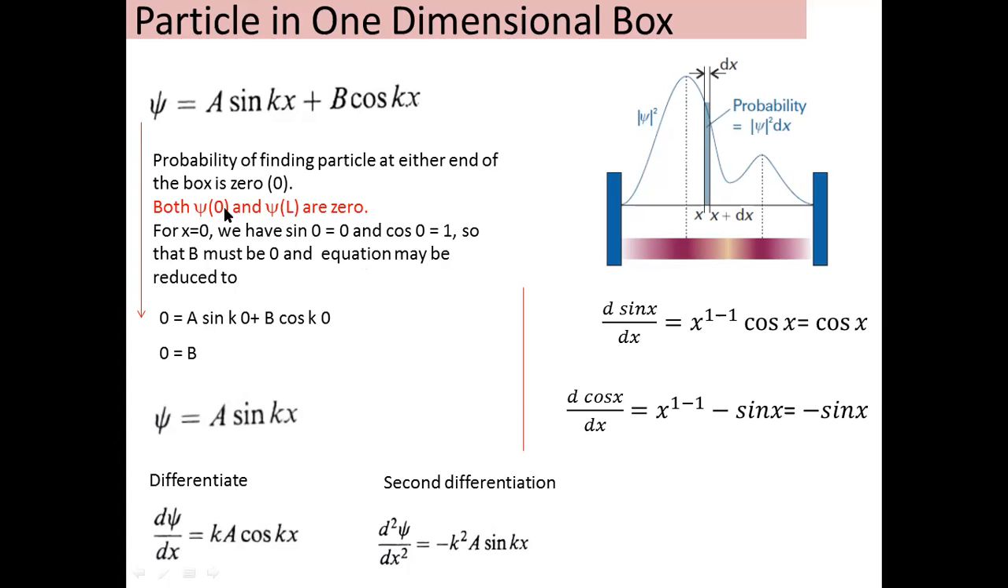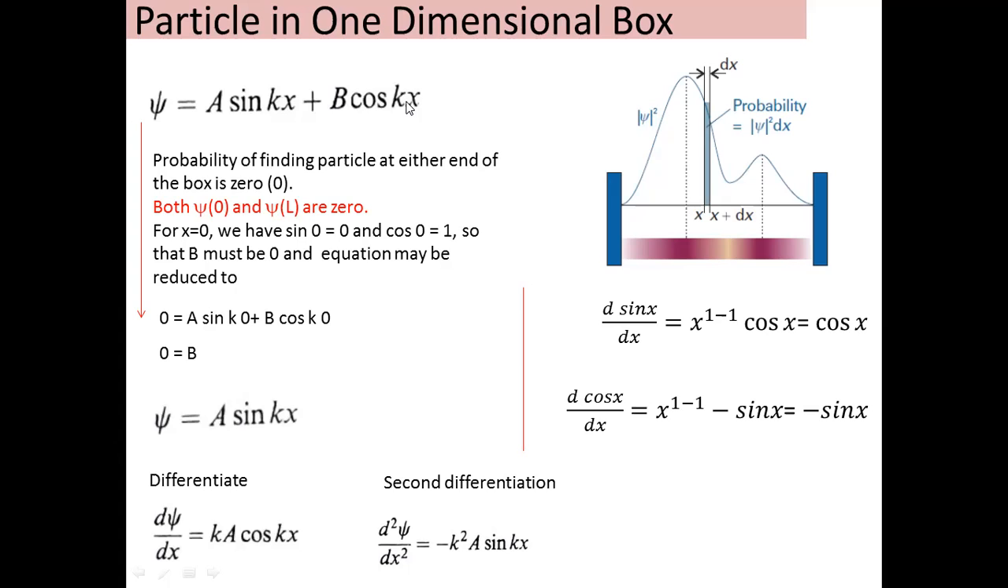So both of these will be equal to 0. So I'm going to put the value over here. For x equal to 0, we have sine equal to 0. So that means x equal to 0. I'm just putting x equal to 0 here.